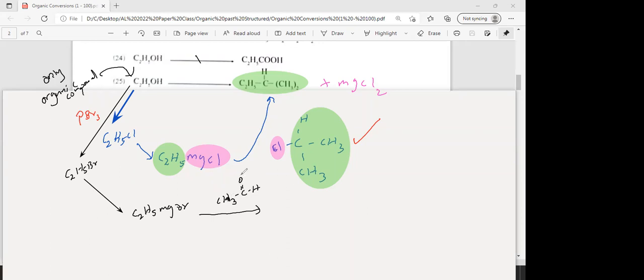If they have given only this as the organic compound, then I can get this acetaldehyde from the ethanol. You understand? Then what happened? This becomes CH3, then C, this becomes OMgBr, this becomes C2H5, and here you get H, right? So if you put water here, then it becomes CH3CH, OH.